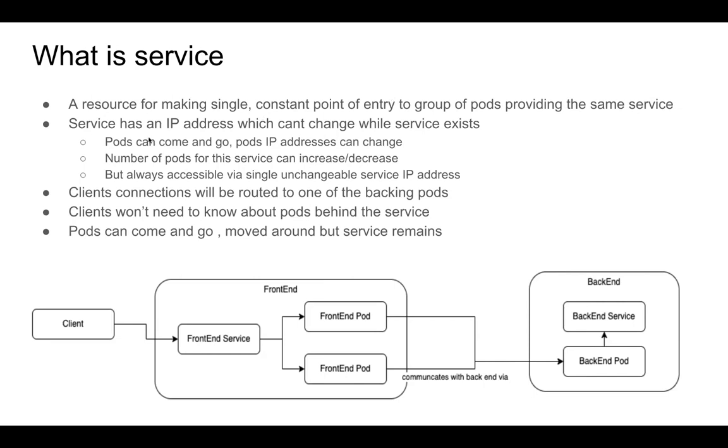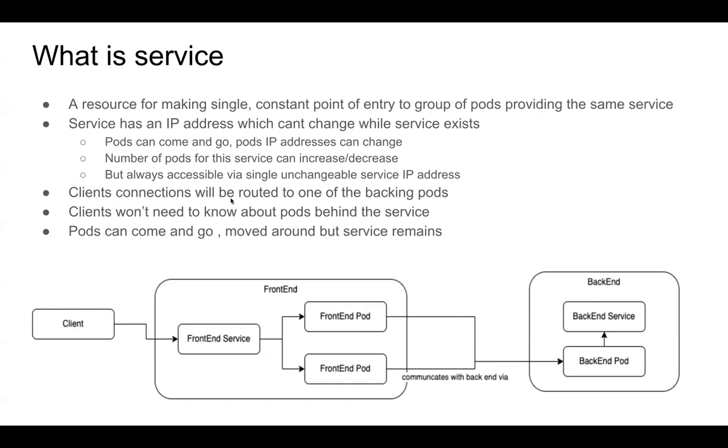Now a service has an IP address which can't change while the service exists. Pods can keep coming and going, and when pods crash and recover, the IP addresses of pods will change. But for a service, as long as the service object is there, the IP address won't change. So what does that mean? That means that no matter what happens to the pods, they are always accessible by the single IP address. This service is over the pods. How that works we'll see in detail.